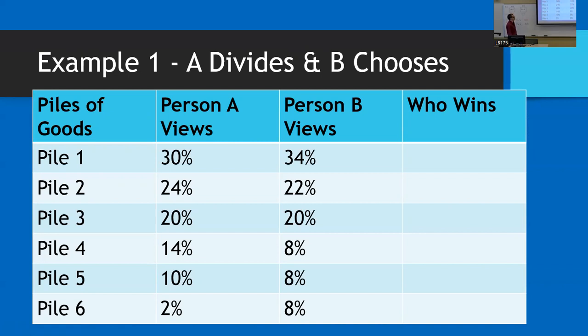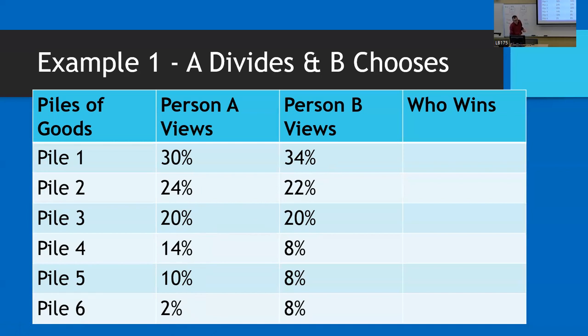So if you did a divider chooser method here, what would happen is that if A divides, they want to split things up into 50-50. Probably the easiest way to do that is just to take pile one and pile three together and combine them, you know what I'm saying? And then 2, 4, 5, and 6, those add up to 50% too. And then person B would say, well, pile one and pile three, that makes up 54%. 2, 4, 5, and 6 make up 46%. Everybody get what I'm doing there?